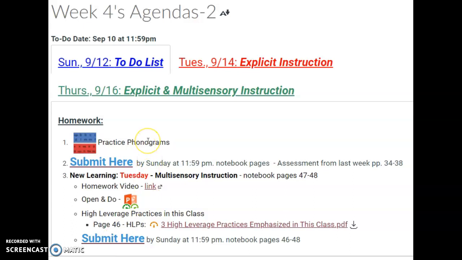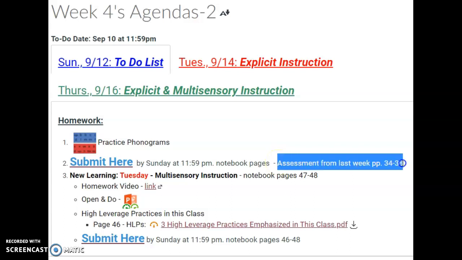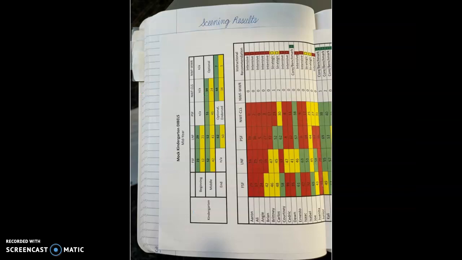So after you practice the phonograms, I'm going to be talking about number 2 right here, and it says submit notebook pages on assessment using pages 34 through 38. Here's what they look like in my notebook. On page 34, I put this on there and folded it over and just put a title on the top called Screening Results.